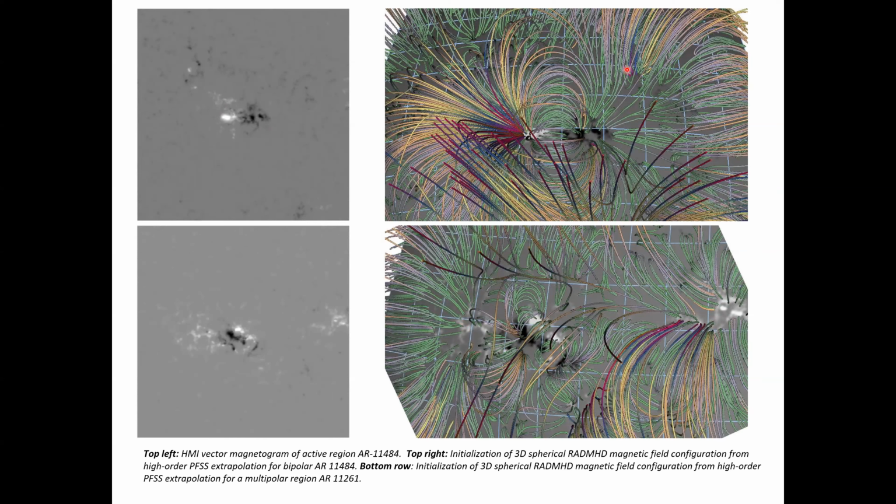This is just an initial state of an atmosphere that we haven't actually run, because we've been working in the Cartesian coordinate system for some of our data assimilation efforts. So this is just an initial state of a high resolution potential field source surface imported onto the Radium HD grid.